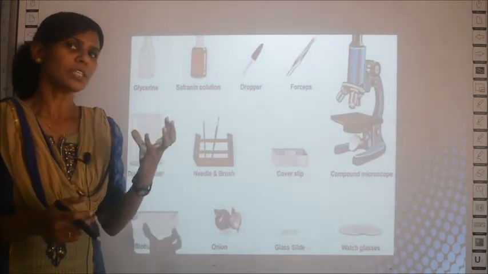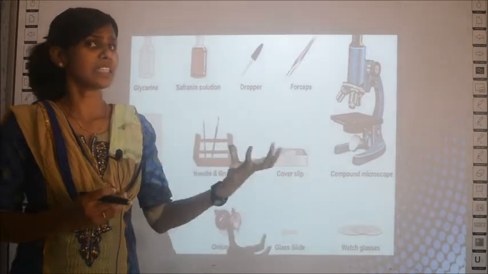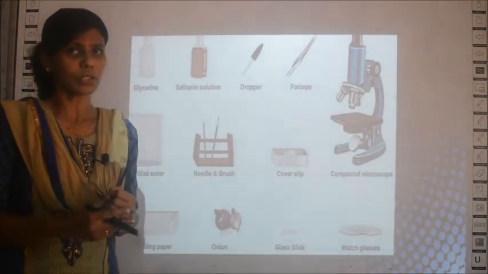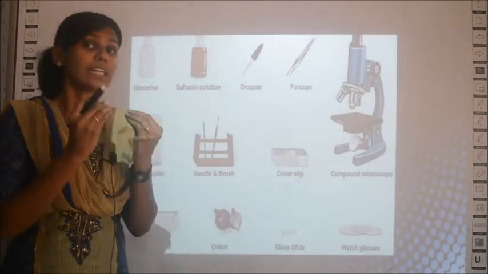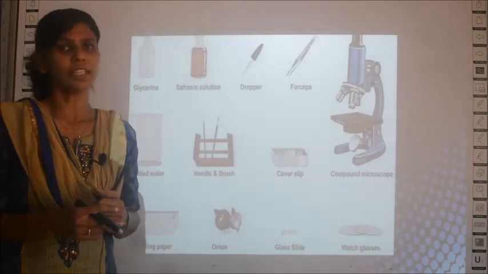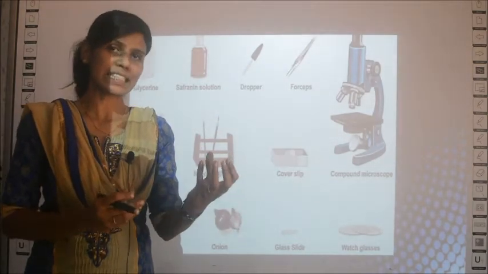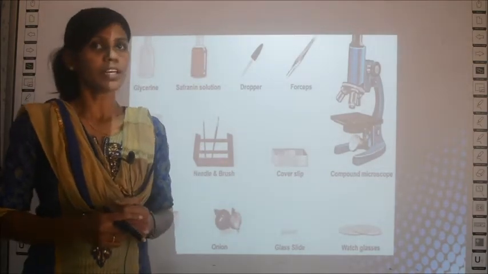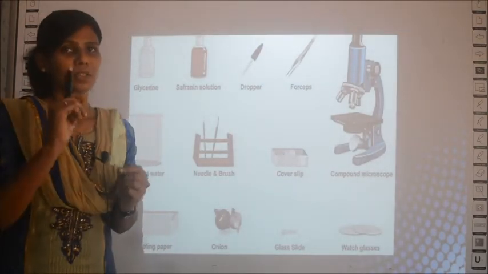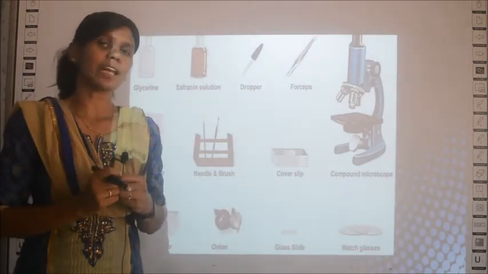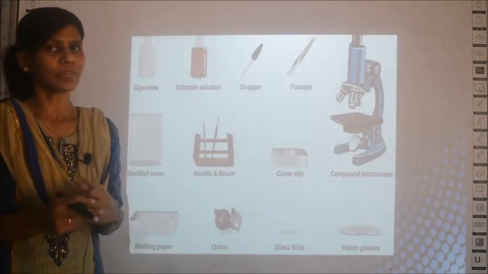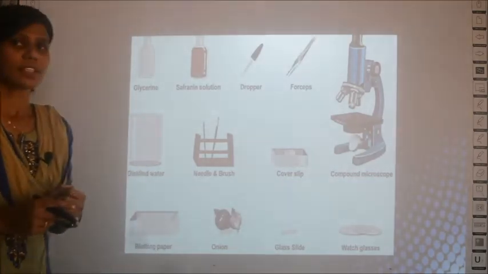So, to do this experiment, what is the purpose of this activity? The purpose of this experiment is to observe the cells of an onion under a microscope, because the topic is observation of plant cells under the microscope. You are choosing an onion, taking an epidermal cell out of the onion, putting it under the microscope and seeing how it appears. That is the purpose.